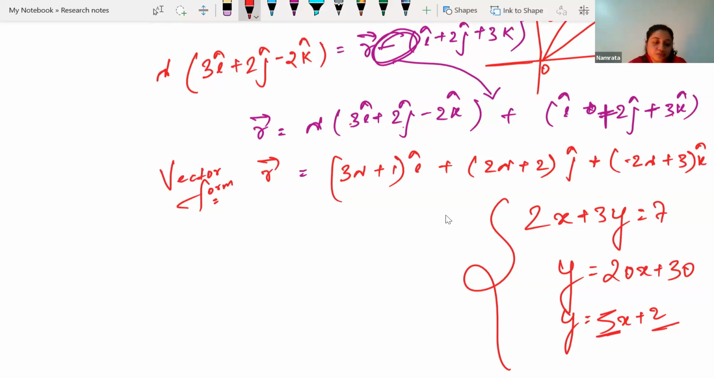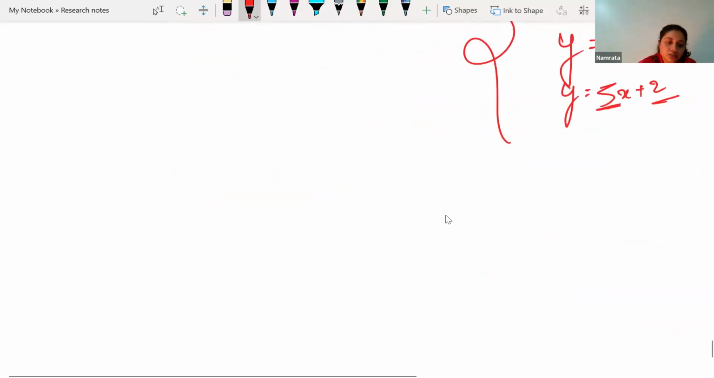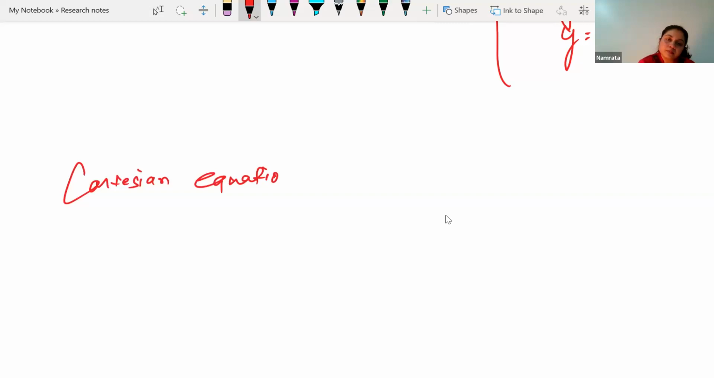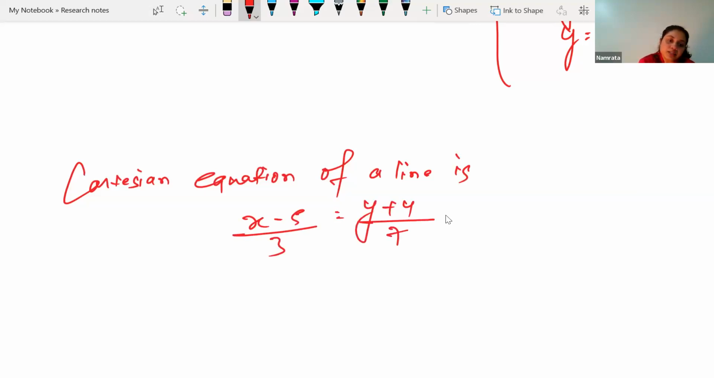Now the other concept over here is, one very basic question: the Cartesian equation of a line is x minus 5 over 3 is equal to y plus 4 over 7 is equal to z minus 6 over 2. Write its vector form.